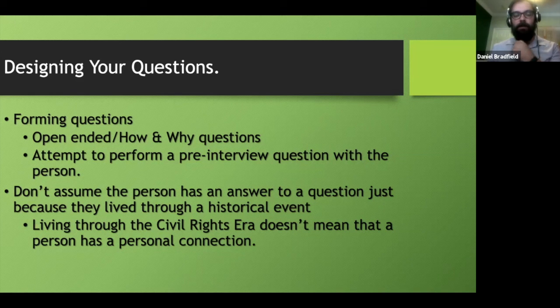And another thing that I would suggest is attempt to do a pre-interview, just questions with the person. Could be just a very basic phone call. The goal is that the first time that you speak shouldn't be the time that they show up for an interview.